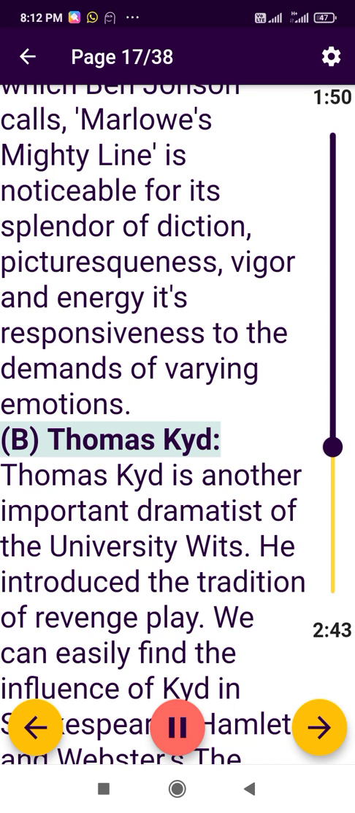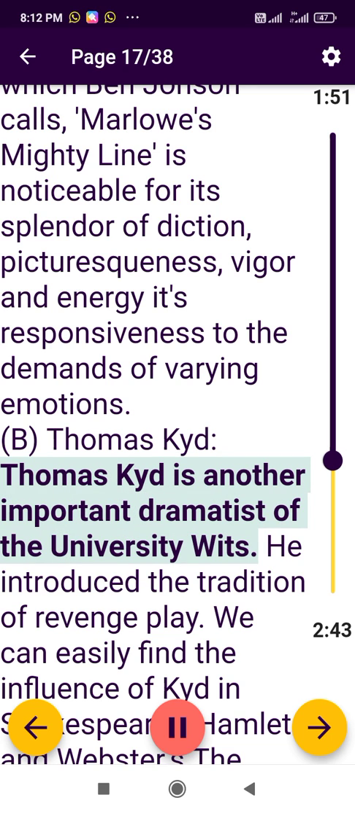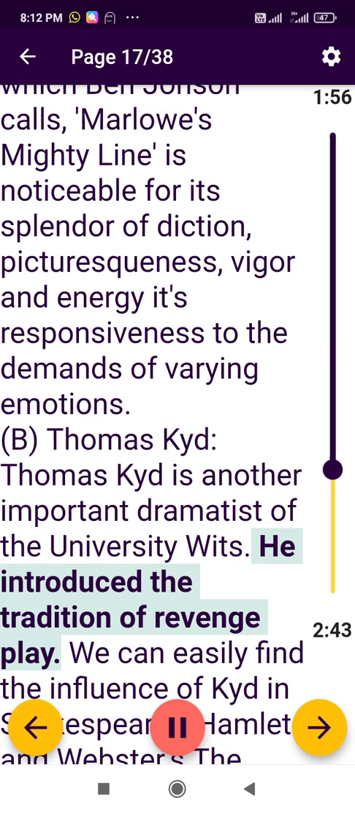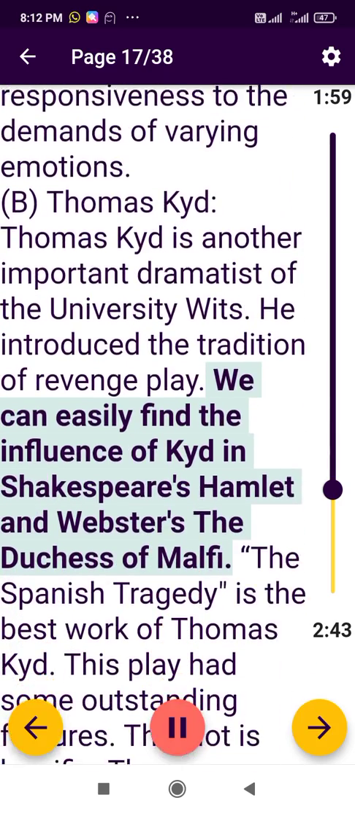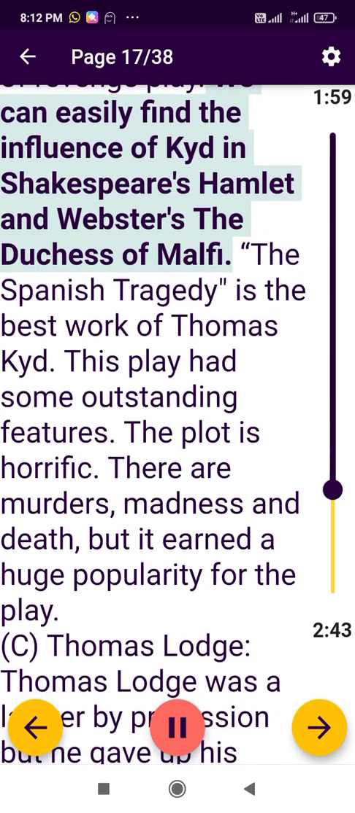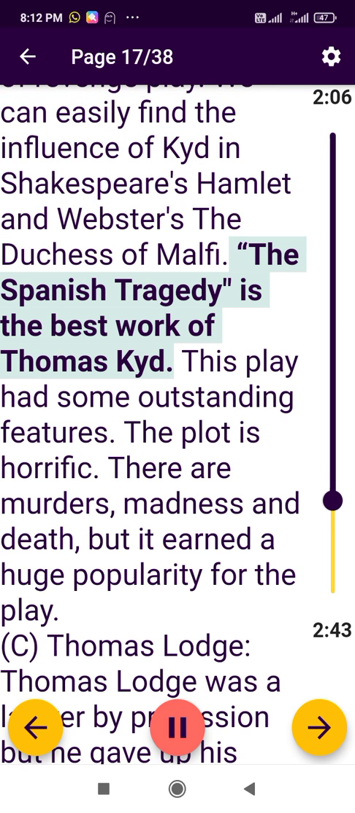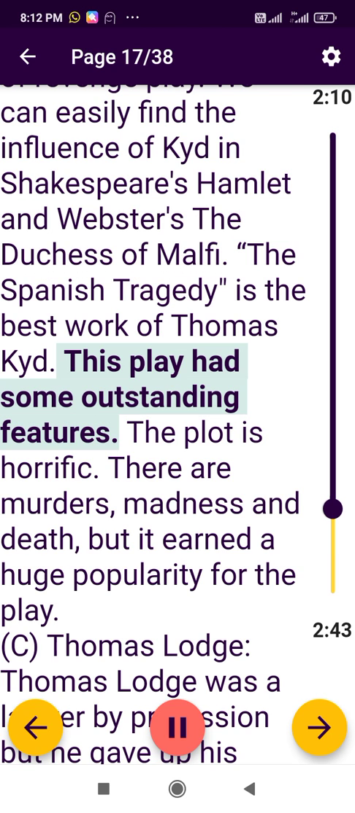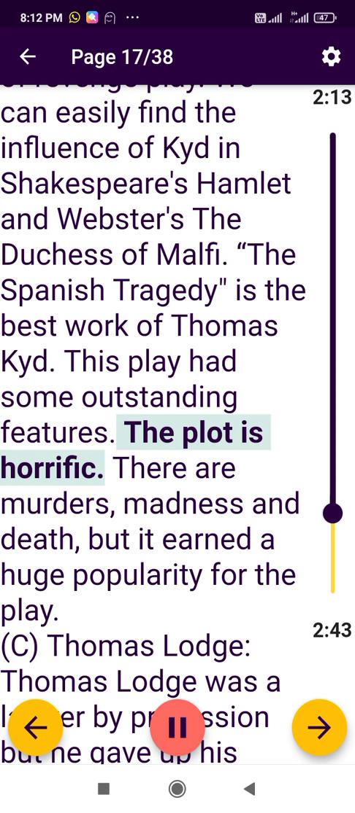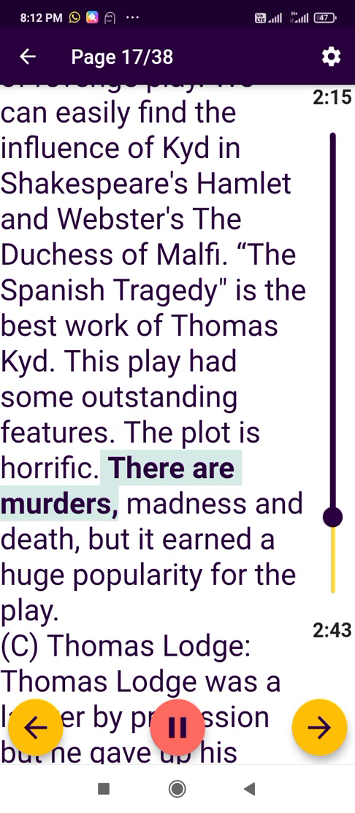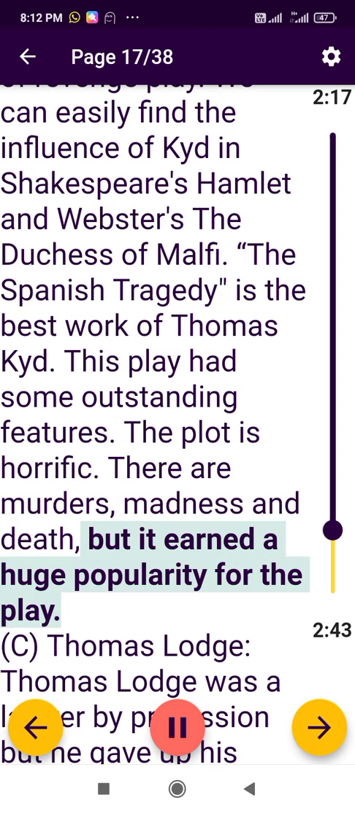B. Thomas Kyd. Thomas Kyd is another important dramatist of the university wits. He introduced the tradition of revenge play. We can easily find the influence of Kyd in Shakespeare's Hamlet and Webster's The Duchess of Malfi. The Spanish Tragedy is the best work of Thomas Kyd. This play had some outstanding features. The plot is horrific. There are murders, madness and death, but it earned huge popularity for the play.